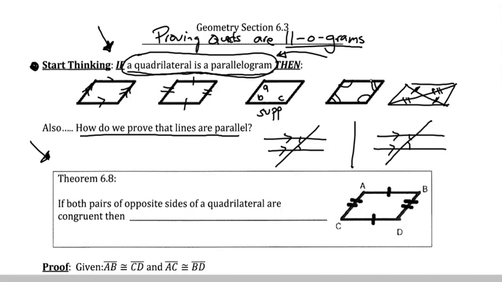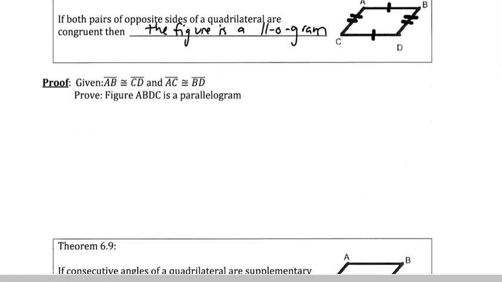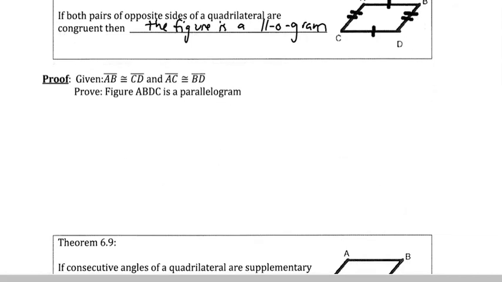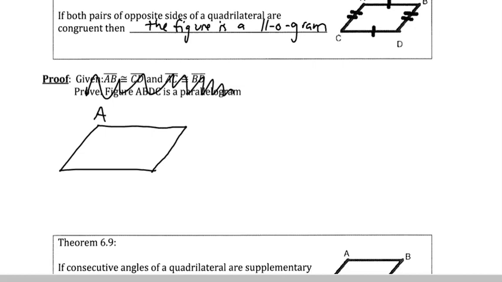So the first one is looking at if both pairs of opposite sides of a quadrilateral are congruent, then the figure is a parallelogram. So one way to prove that something is a parallelogram is knowing that both opposite sides are congruent. And what I'm going to do is look over the proof, but I am not going to actually write out the whole entire proof. We're just going to talk about it. So let's say we had this. I'm going to scribble that out just so that we can label this as A, B, C, D.